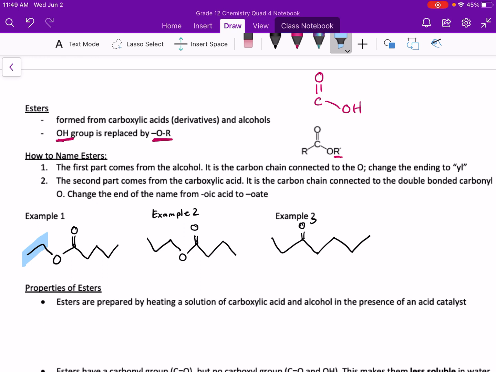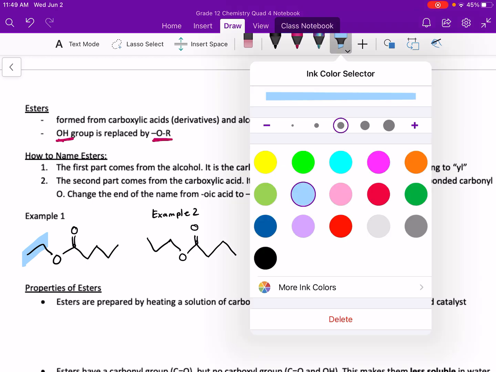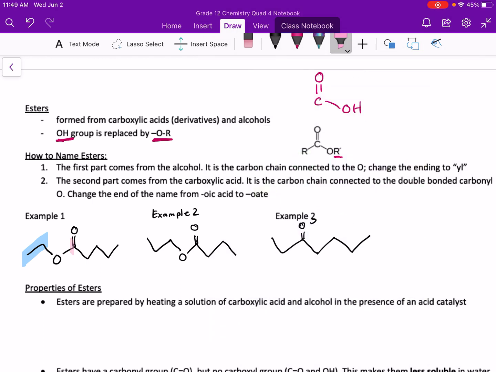The second part comes from the carboxylic acid. It's a carbon chain connected to the double bonded carbonyl oxygen. Change the ending of the name from oic acid to oate. So if we look here, this comes from our carboxylic acid.